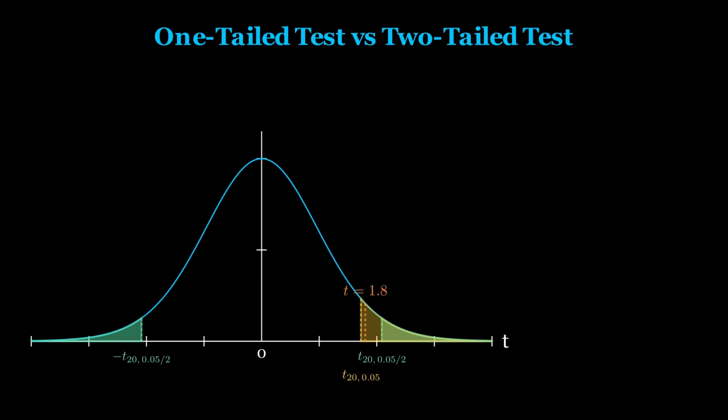Suppose your test statistic is 1.8. Watch where it falls on the plot. With a one-tailed test, 1.8 exceeds the critical value of 1.725, so we reject the null hypothesis. But with a two-tailed test, 1.8 doesn't reach 2.086, so we fail to reject the null hypothesis.